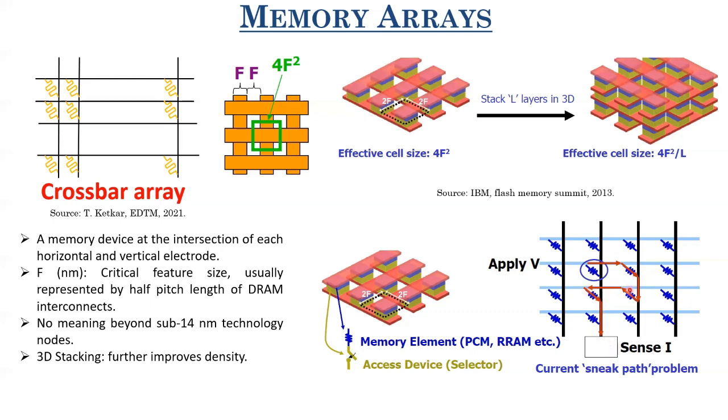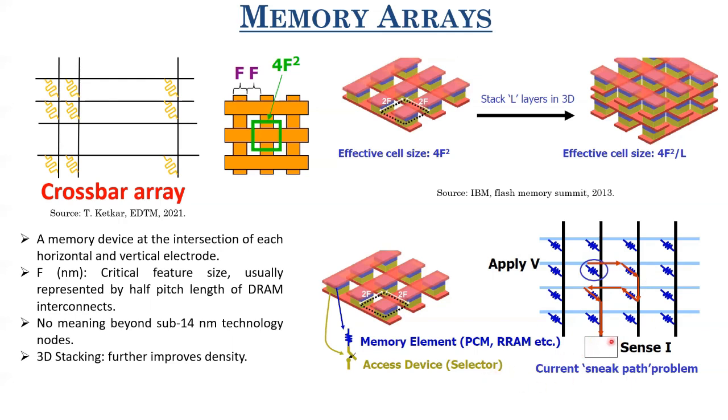So this path is called a sneak path because the current is not flowing through the main path, but it's taking a sneak path to flow. And this leads to something called the current sneak path problem. So for the selected cell, the current is not measured, its resistance state is not measured. Instead, what is measured is the resistance of these three devices.